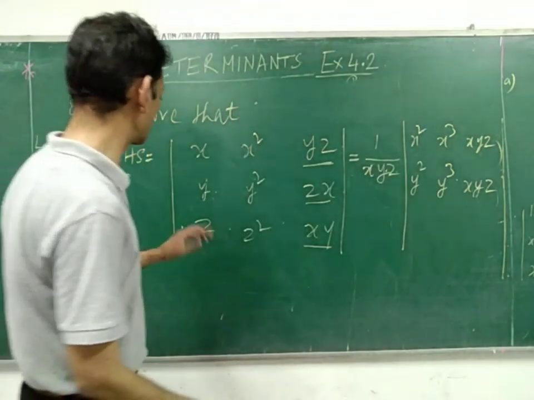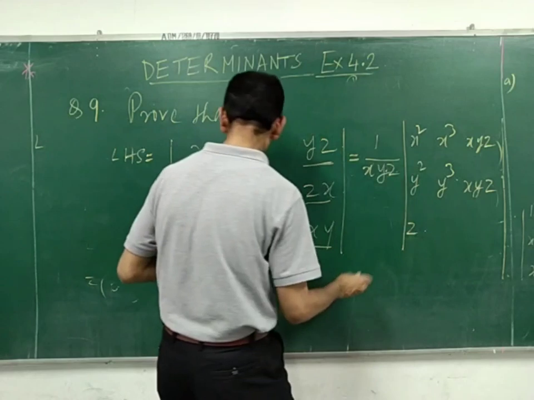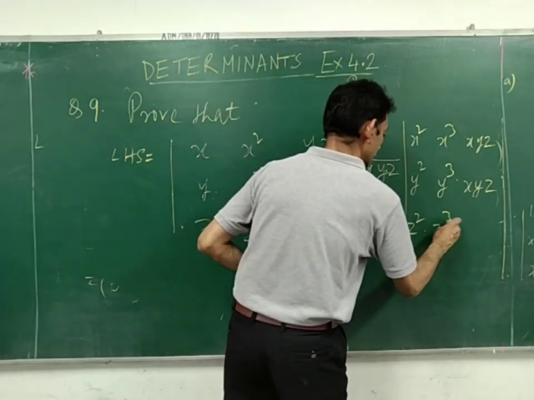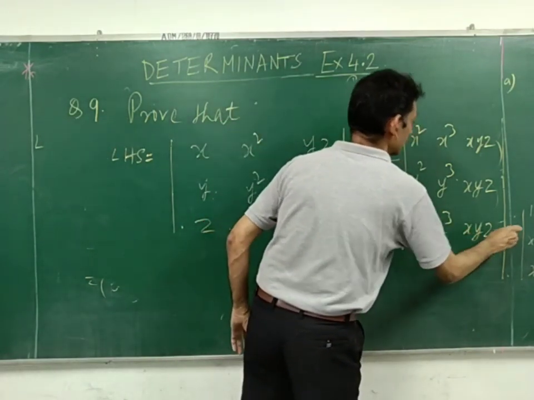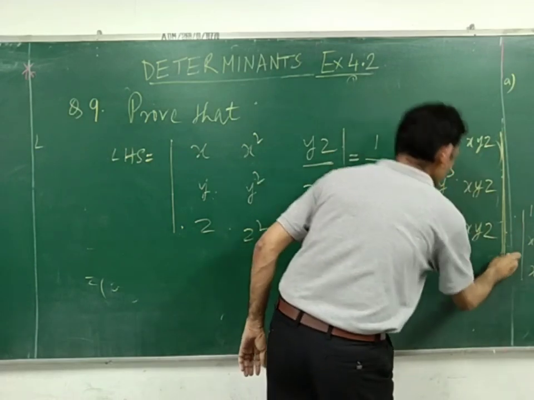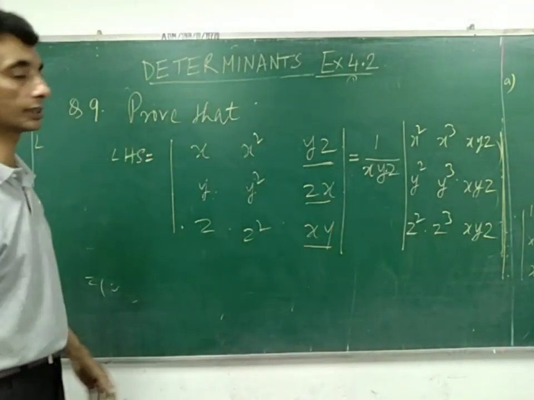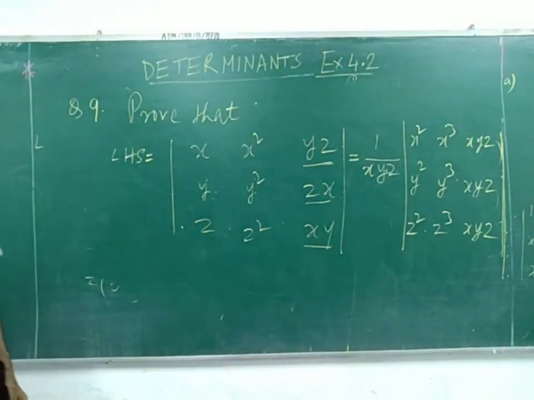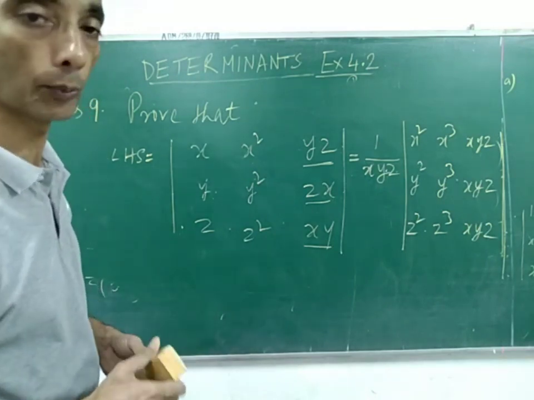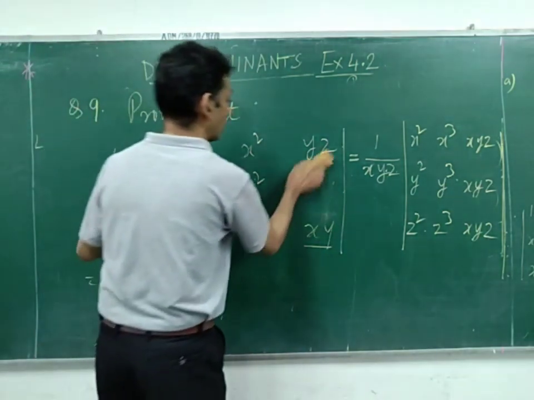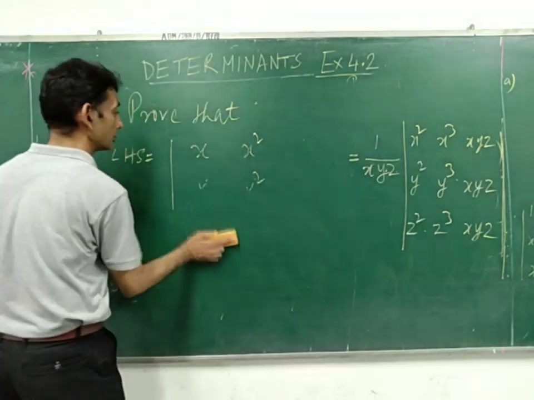Then what is the third row? Third row is z squared, z cubed, x, y, z. So finally, this is the determinant. Now what is common in the third column? x, y, z. So how can you utilize that? What will be the next steps?